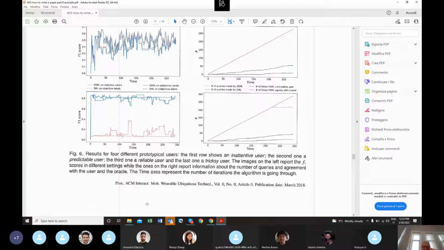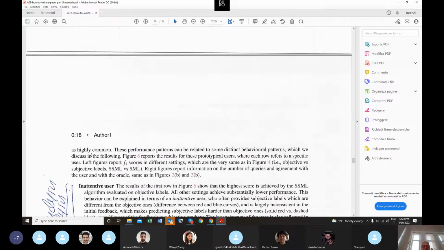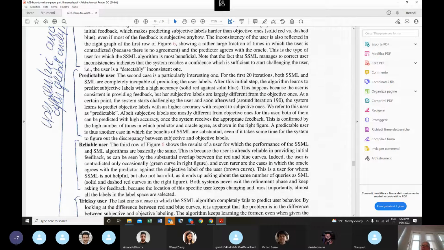So the first row is an attentive user. The second one is a predictable user. Then the third one is a reliable user. I'm just reading the figure, the caption, right? And you see in the caption, first user, second user, third user, and fourth user. And then we take it back in the structure. There's a one-to-one mapping. A reader, even if he doesn't pay much attention, will understand this.